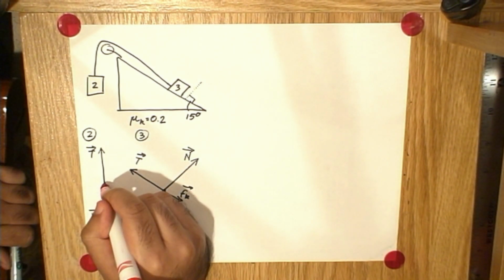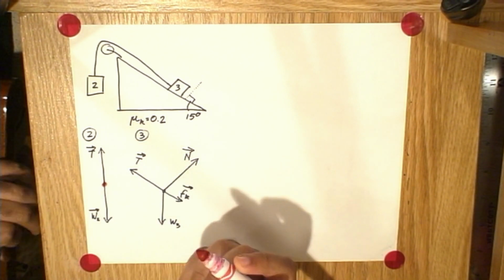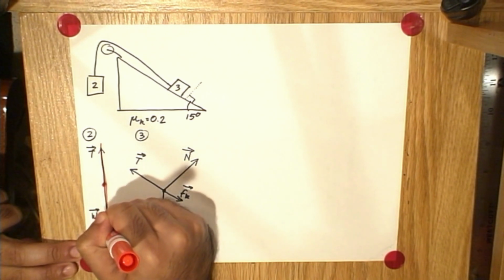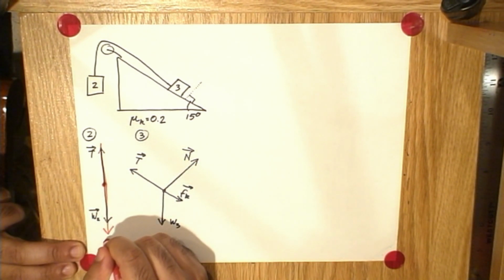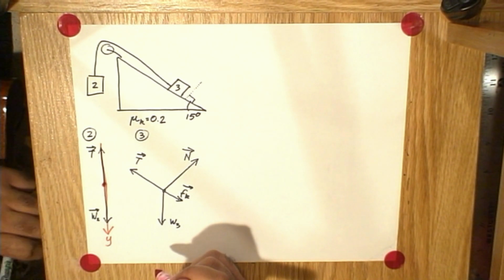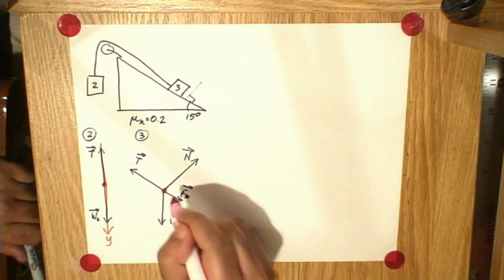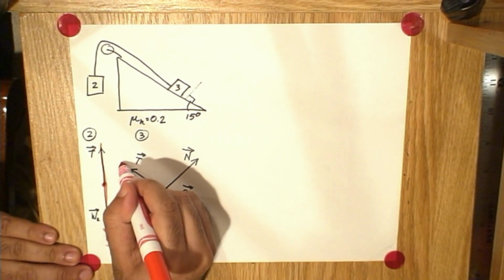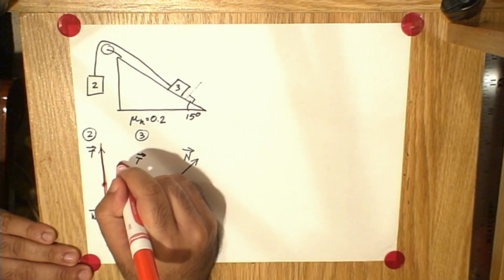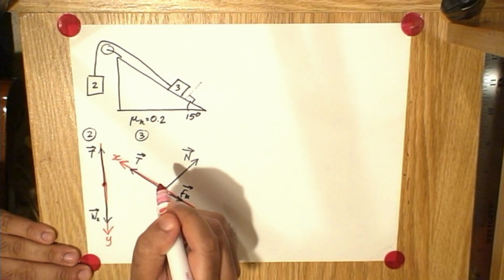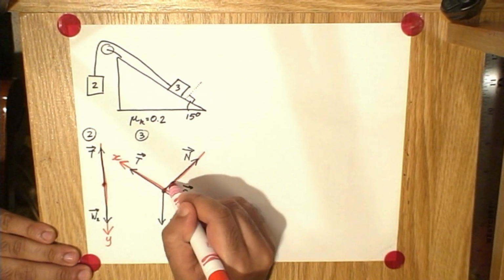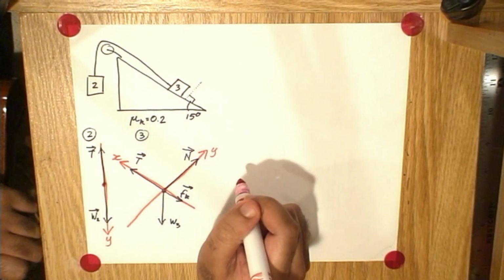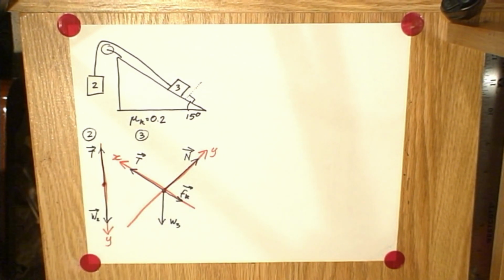For the 2 kilogram object, I'm going to put my origin at the spot, as you must do in any force question, and I'm going to set downwards as my positive direction. Here is the origin for the 3 kilogram object. I'm going to set upwards as being the positive x direction, up the ramp that is, and this direction as being positive y.